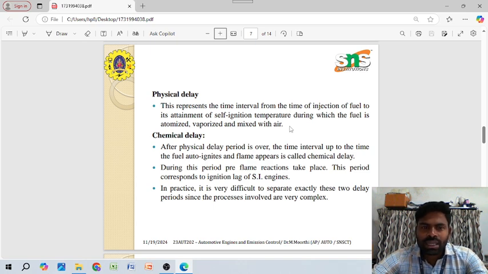The next one is the chemical delay. After the physical delay period is completely over, the time interval up to the point where the fuel auto-ignites and the flame appears is called the chemical delay. During this period, pre-flame reactions take place. This period corresponds to the ignition lag of SI engines. In practice, it is very difficult to separate these two delay periods exactly, since the processes involved are very complex.